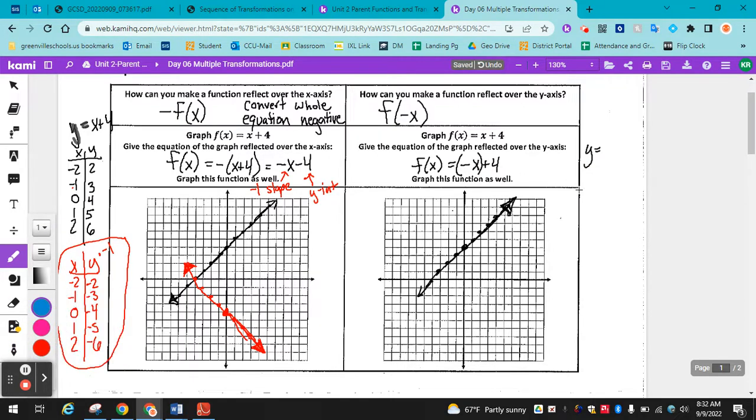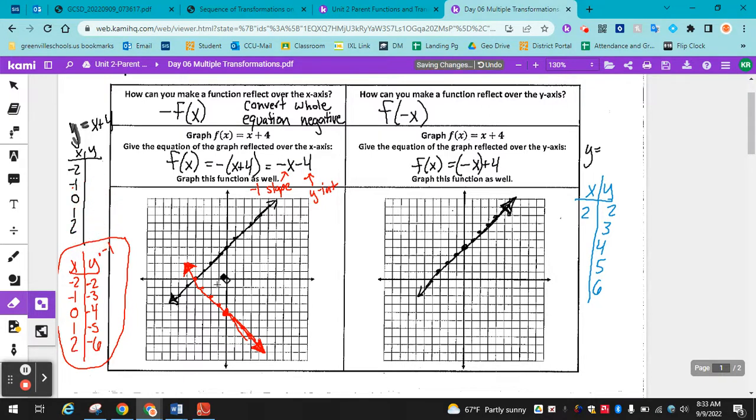So then my new points, I'm changing the signs of the x values. So it was -2. Now it's +2. So this point, -2, 2. I wrote those wrong, didn't I? Because look, -2, 1, 2. Okay, no, hold on, that's right.